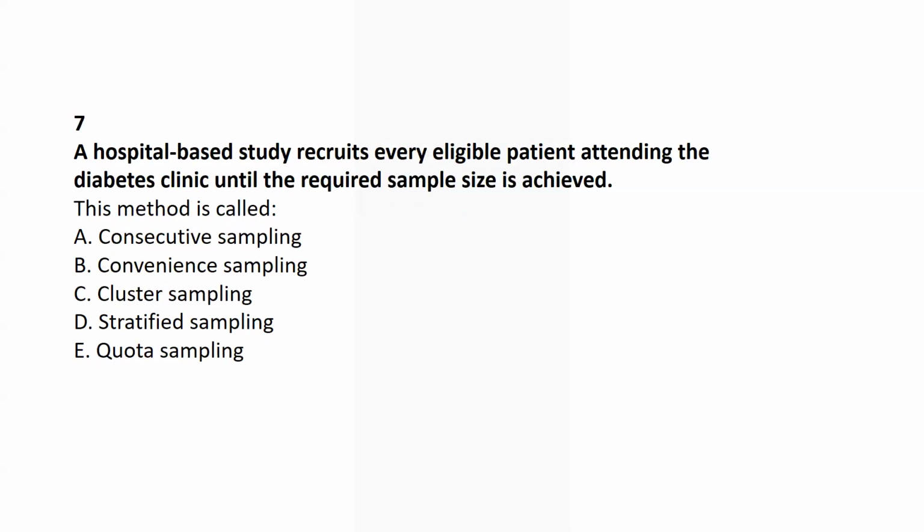Question number seven: a hospital-based study recruits every eligible patient attending the diabetes clinic until the required sample size is achieved. This method is option A, consecutive; B, convenient; C, cluster; D, stratified; and E, quota. B. Option A is the right answer. We are talking about the eligible patients.